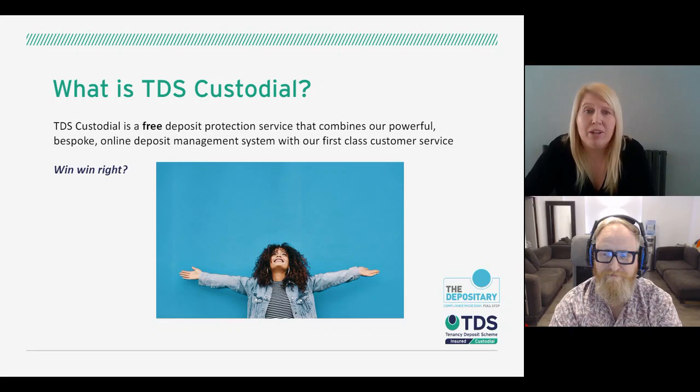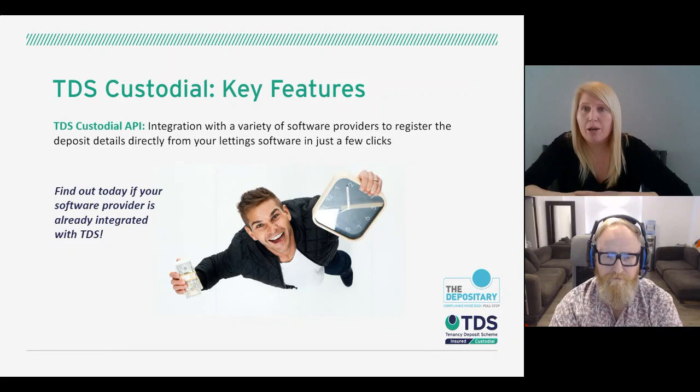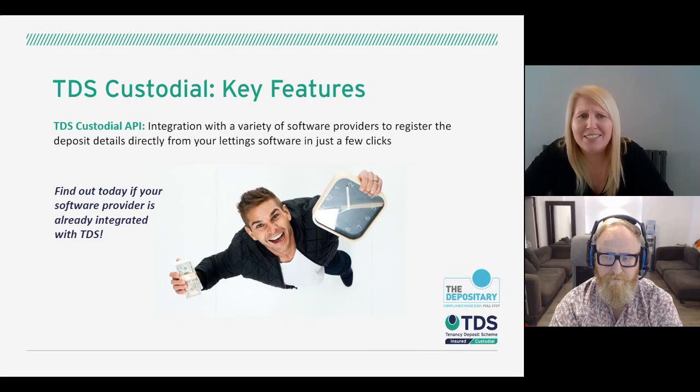So I wanted to just look at a few of our key features in TDS Custodial today, obviously with the focus being on technology, natural for me to talk about our API. The API that we've developed in TDS Custodial allows our agent customers to utilize their software provider and the information they're already inputting there, which then pulls through to our system. The idea behind it was to really cut down on the duplication. We recognize that our customers are inputting lots of information in different platforms, and that's time consuming and laborious and boring when you're having to do things multiple times. So if we can cut down on that, that's what we've tried to do.